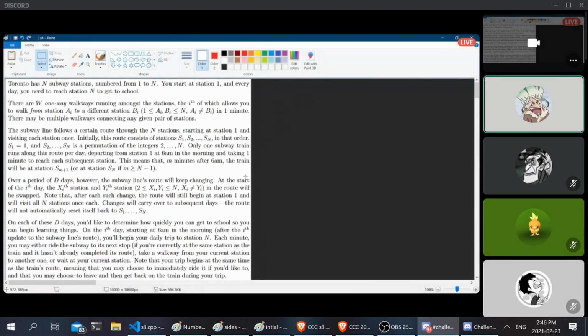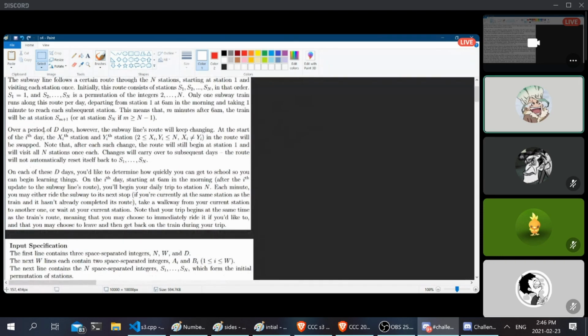Which means that this graph, it's a graph theory problem, if you guys didn't already know. So we're doing some graph theory. And since both the subway and the walkways take 1 minute, this is pretty much just an unweighted graph. So we don't need to do Dijkstra's or any of that, I think.